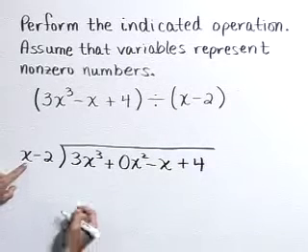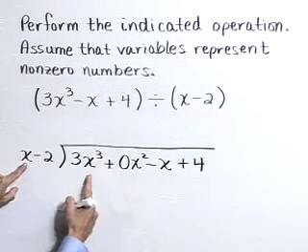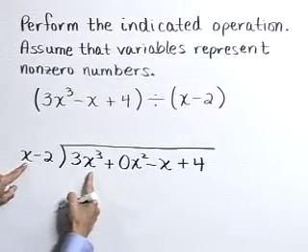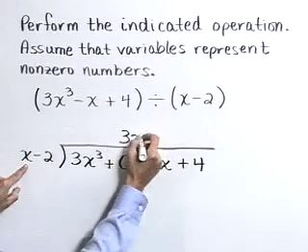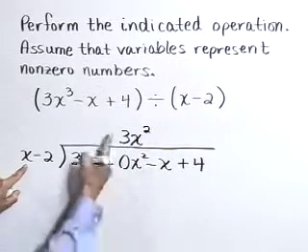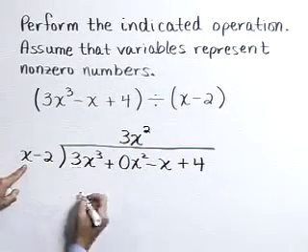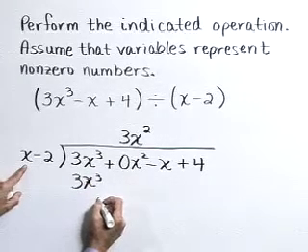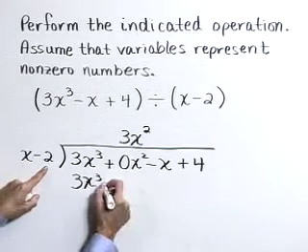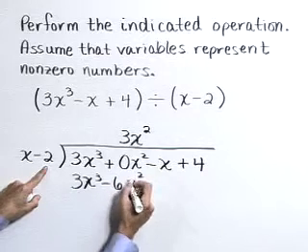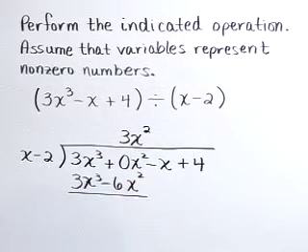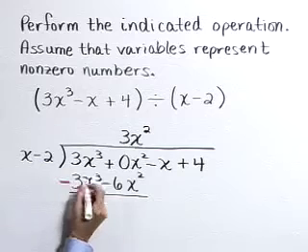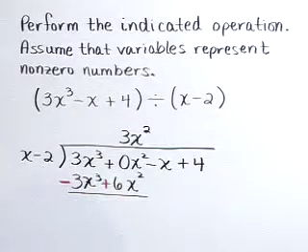This starts with x goes into 3x to the third how many times? Well, it goes in there 3x squared times. Multiplying back, 3x squared times x is 3x to the third. 3x squared times the negative 2 is a negative 6x squared. At this point, we'll subtract, and I like to do that by adding the opposite or changing signs and adding.